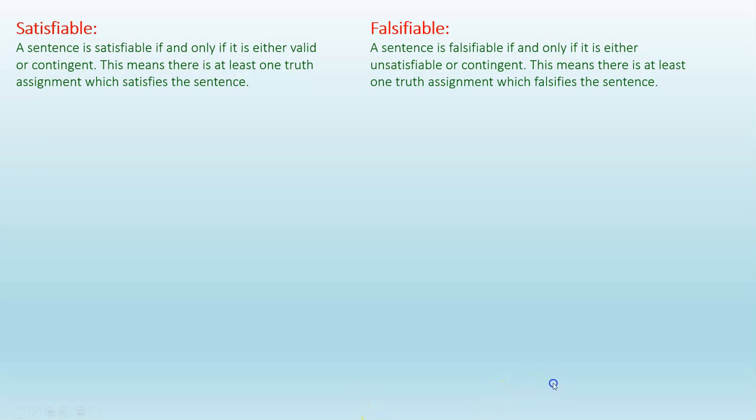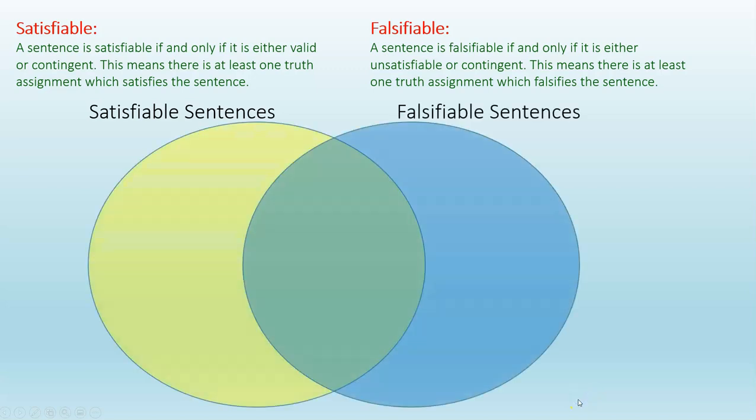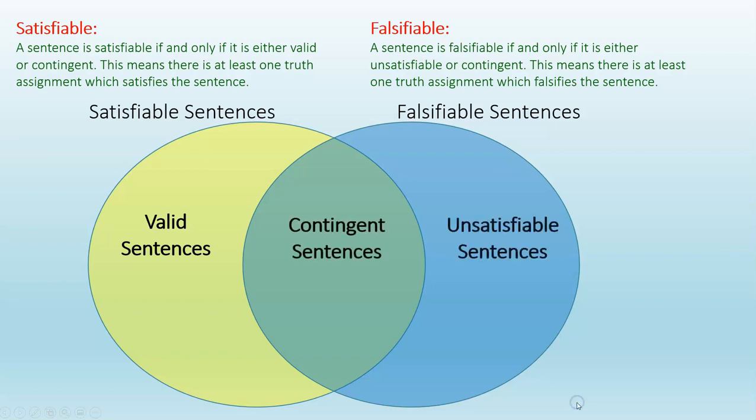So let's get a graphical look at this. There are satisfiable sentences, and there are falsifiable sentences. Satisfiable is made up of valid and contingent sentences, and falsifiable is made up of unsatisfiable and contingent sentences. So contingent sentences are both satisfiable and falsifiable. That's what they are.